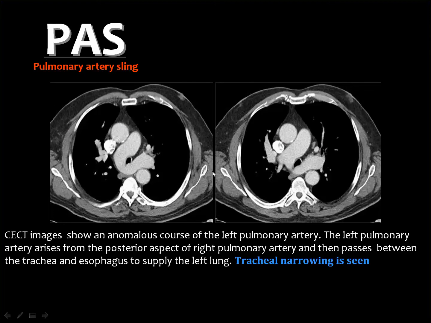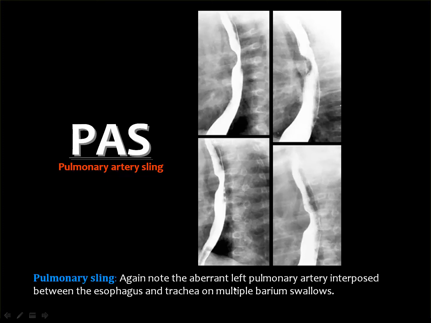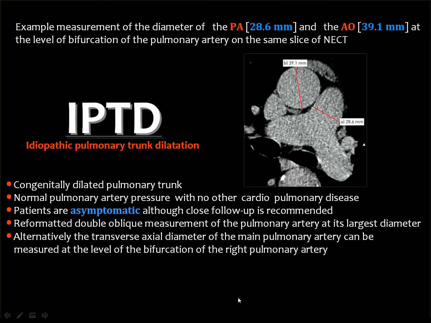And this is also an example of pulmonary artery sling where the left branch is crossing between the trachea and the esophagus to reach the left side. In most of the vascular rings, you may see an indentation of the anterior aspect of the esophagus, and this can be seen in many of the vascular abnormalities in the mediastinum and is not specific for the pulmonary artery sling.